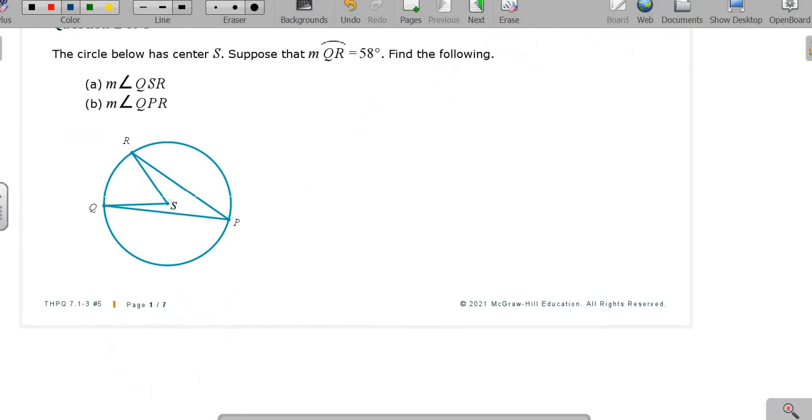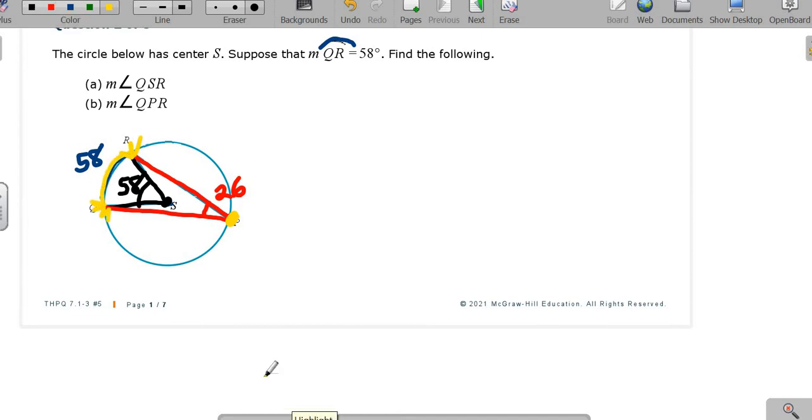Taking a look here. We have the circle, center is S, and we have the arc Q to R is 58. Find the following. Now, if you're told the center, RSQ is a central angle. So the measure of a central angle to its arc is the same. The inscribed angle is half the arc it claims. So this is half, which is 26. Inscribed, the vertex is on, arms in, hands, if you will, grab the arc. So it's grabbing the 58.